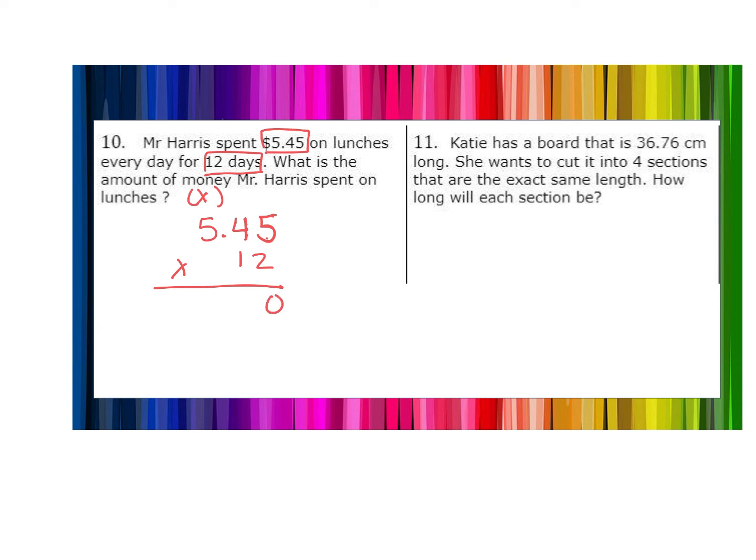2 times 5 is 10. Put my 0, carry my 1. 2 times 4 is 8, plus 1 is 9. 2 times 5 is 10. I need 2 decimal places.